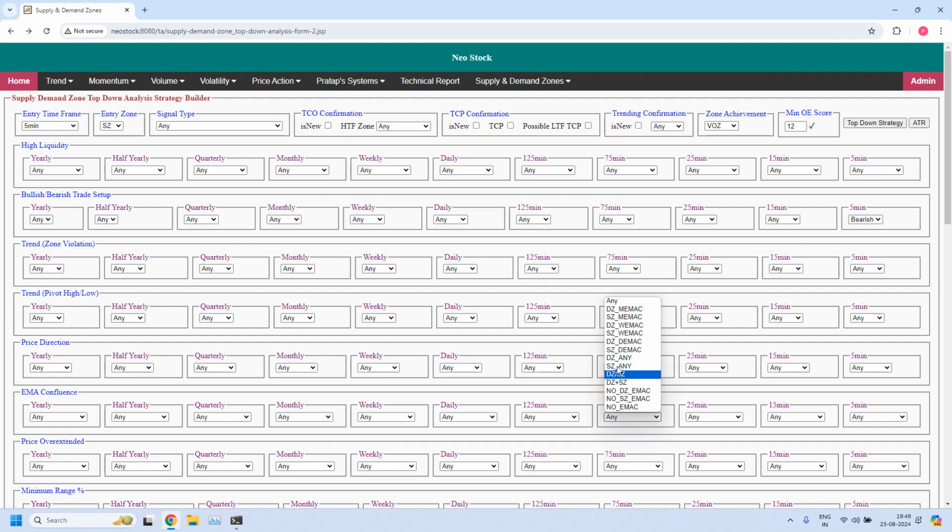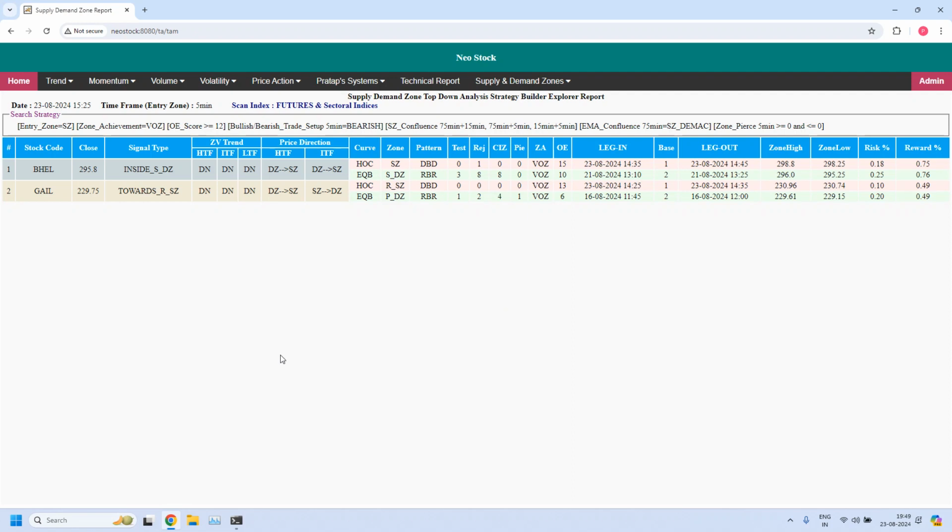75 minute zones with daily EMA confluence. So 75 minute supply zone, 75 minute supply zone with daily EMA confluence. Let's filter. 2 stocks are filtered. Luckily both the HTF zones are downtrend. Very good. And these 2 stocks, 75 minute zones, are having daily EMA confluence.